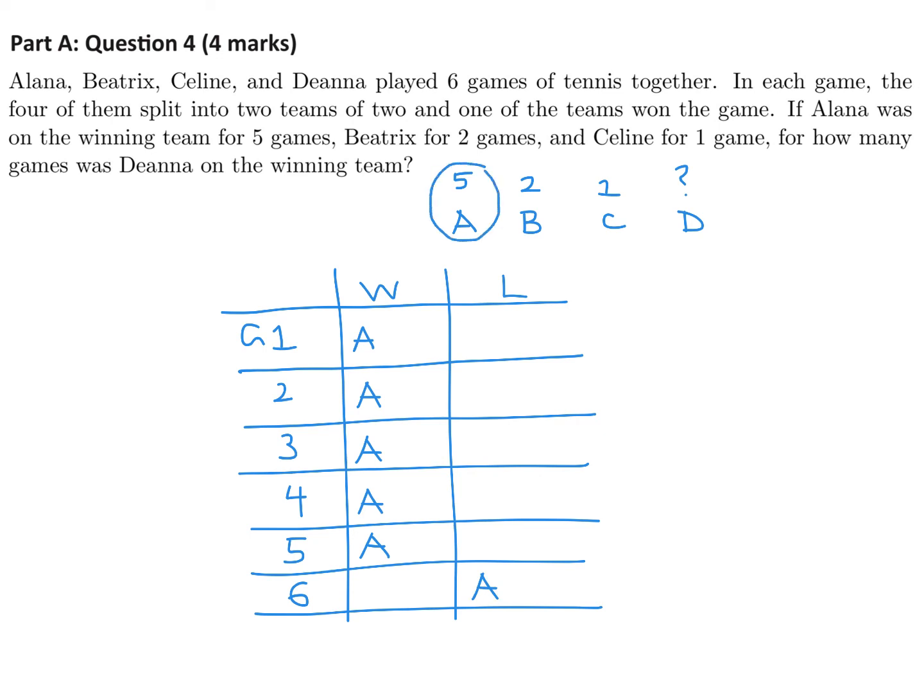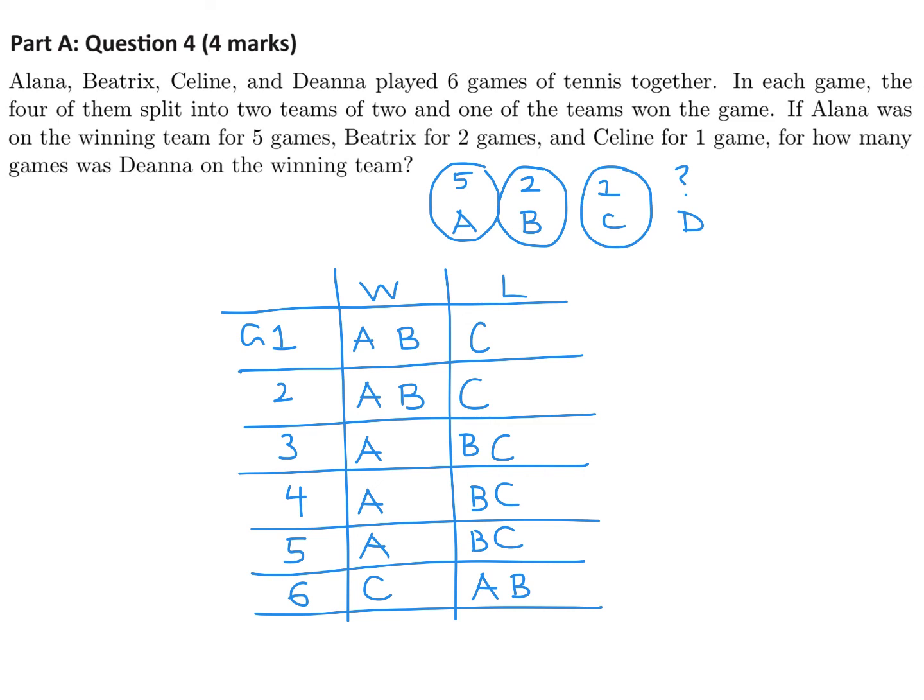Beatrix wins twice. Okay, we'll just say she wins here and she wins here. And then she obviously loses 4 times. So put B here, B here, B here, and then B here. Okay, that takes care of her. Celine wins once, so anywhere you want to put Celine, I guess I'll just put her down here. And that means she loses 5 times. So C, C, C, C, and C.